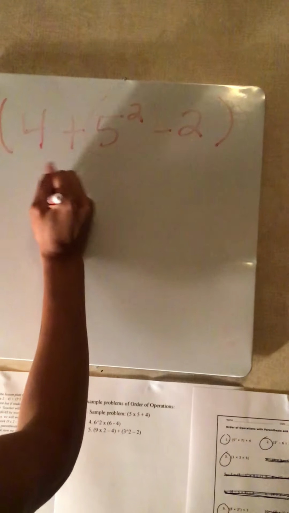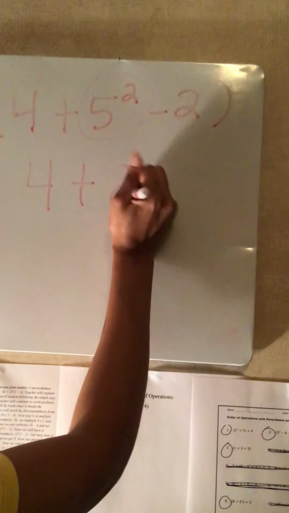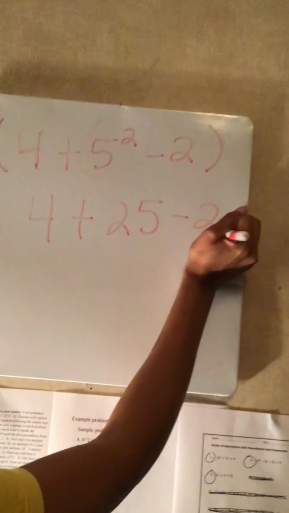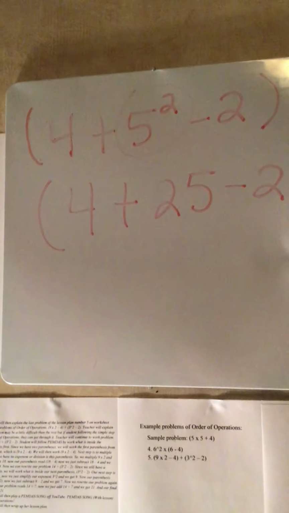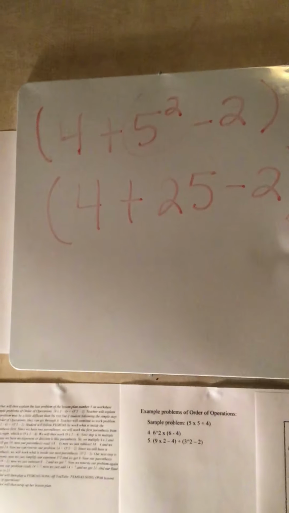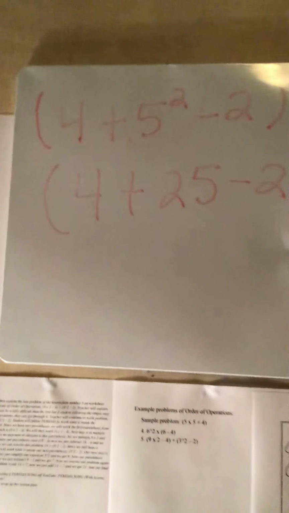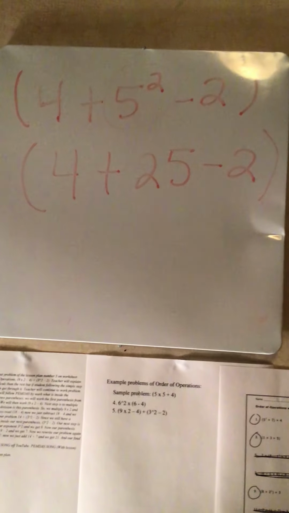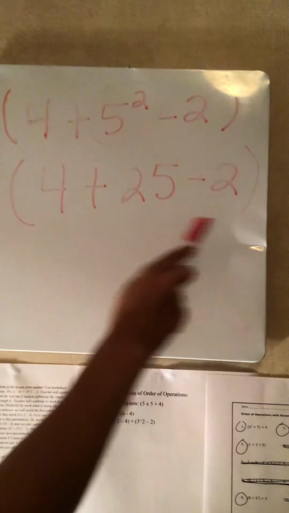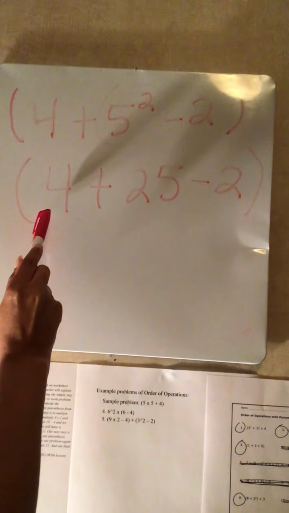So we're going to simplify 5 to the second power. And we know 5 to the second power is 25. So we just bring down our 4 plus 25 minus 2. And we have all this in parentheses. Next step is multiplication and division. We have none in this equation, so we go to our next step, addition and subtraction. And it tells us to perform all addition and subtraction operation from left to right. So we're just going to work this problem left to right.